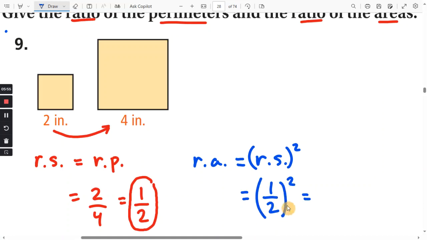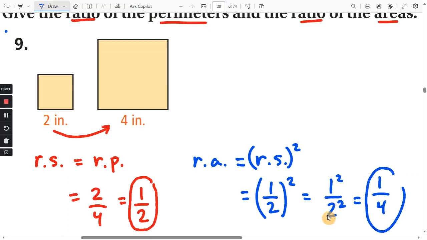All right, when you square a fraction, do the top and bottom separately. So we're going to do the numerator squared, that's 1 squared. The denominator squared, that's 2 squared. 1 times 1 is 1. 2 times 2 is 4. Done. This is the perimeters. This is the areas.